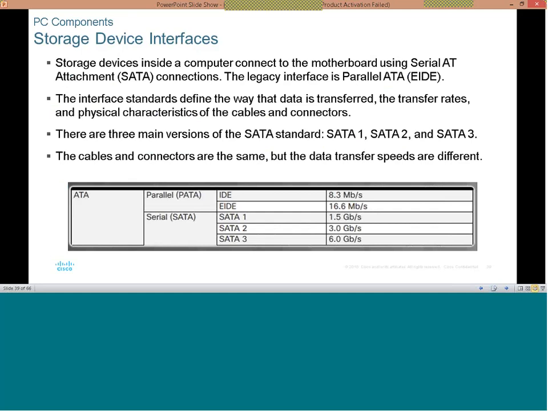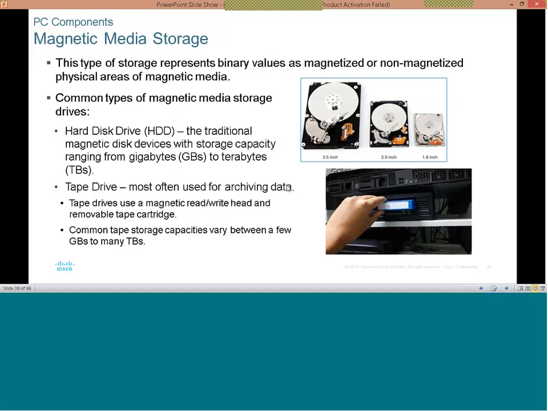So whether you're talking about the IDE or the parallel, sometimes we call it PATA. PATA means Parallel Advanced Technology Attachment, and that's the legacy type. That's the one with the 40 pins, used for desktops. And then we have the current one, which is serial. And these come in different form factors as well.